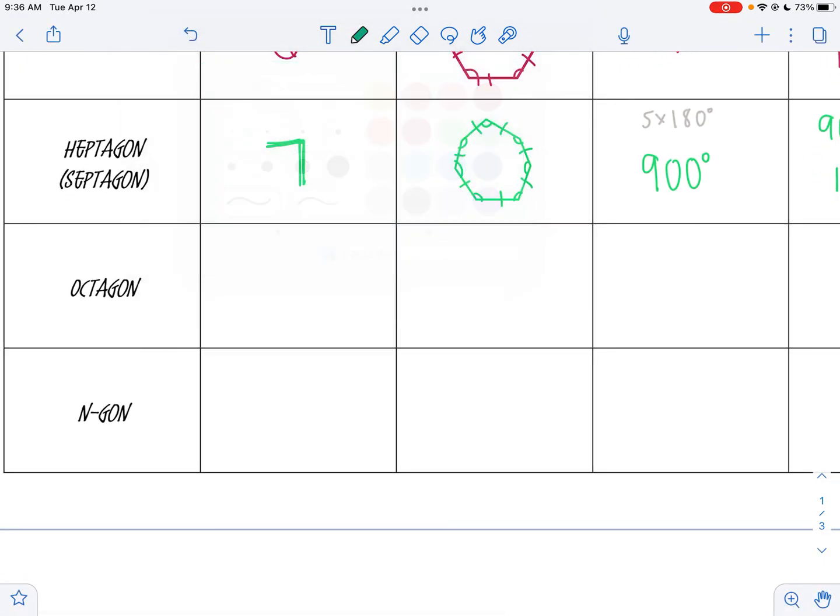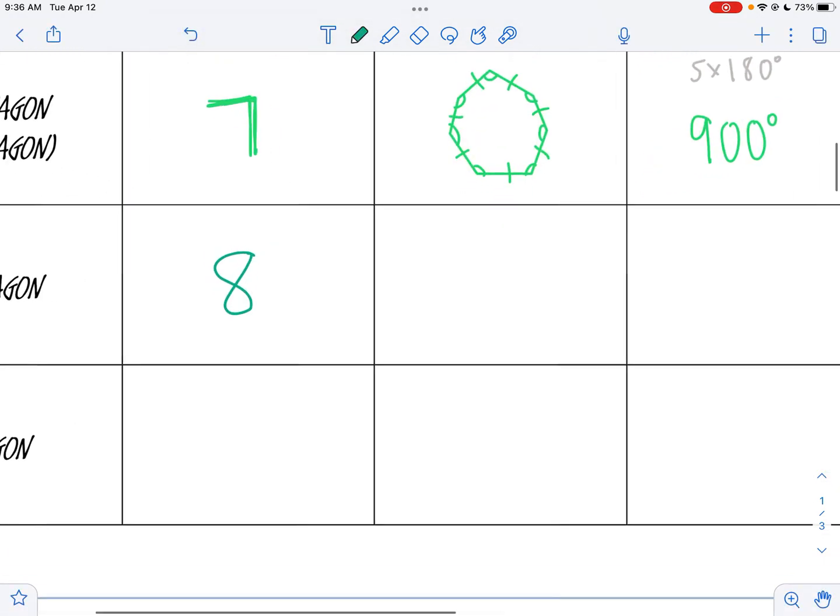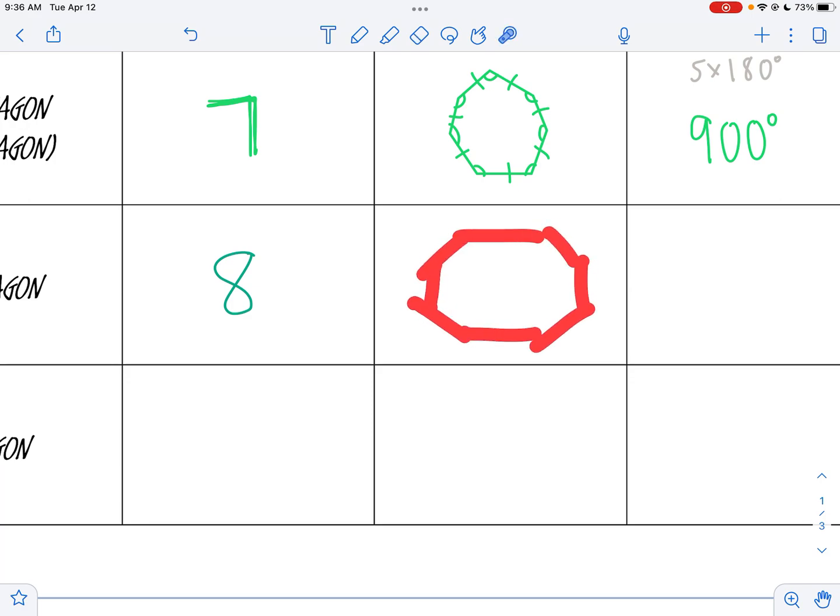So octagon, you're probably familiar with. An octagon has 8 sides. The easiest way to draw an octagon is to take 2 trapezoids and then connect them with straight lines. I like to do the square method, where I essentially draw a square, cut the corners off, and then connect those corners. That's also an octagon. So that works really well as well.